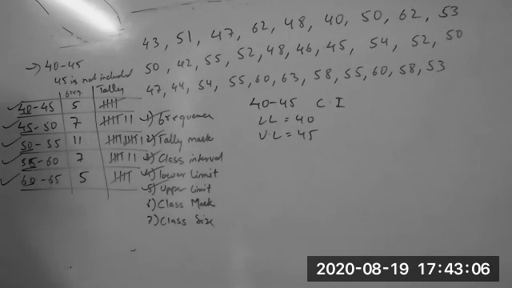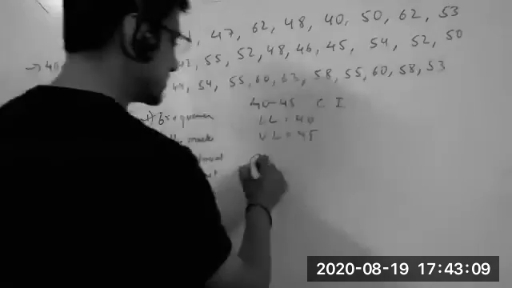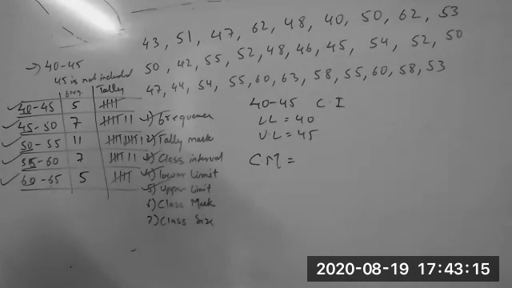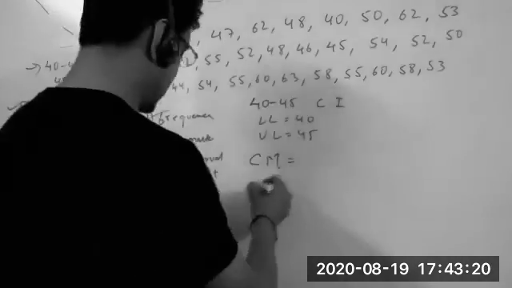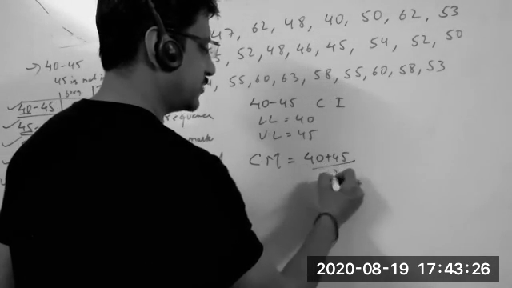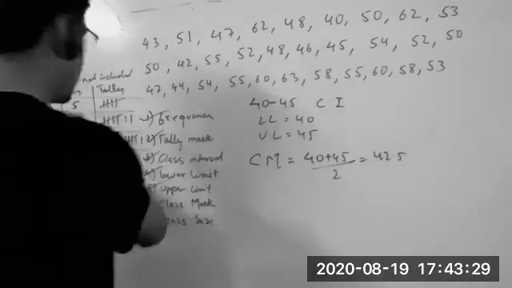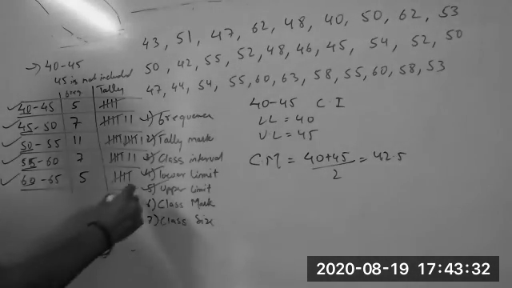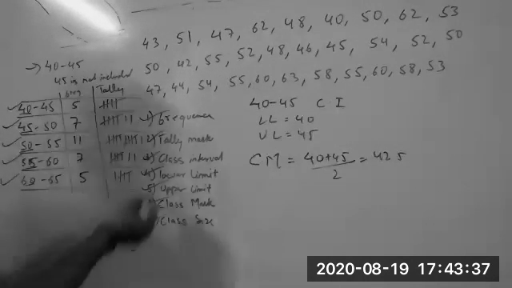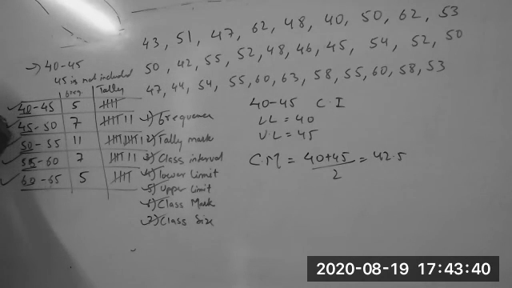What is class mark? Shreyas? For the first one it is 42.5. Class mark is 40 plus 45 divided by 2, which is 42.5. Like that you can find for all, correct? Yes, sir. What is class size? 5. For all it will be 5. Upper limit minus lower limit is 5. Is it clear now? Yes, sir.